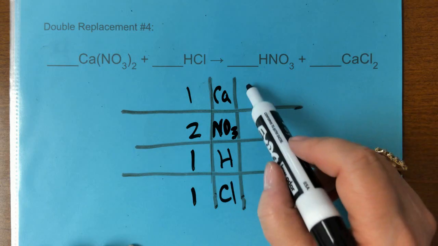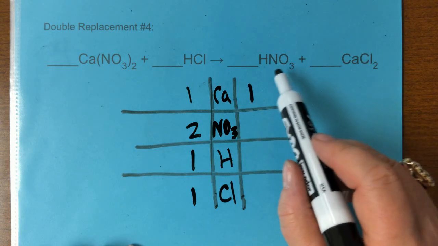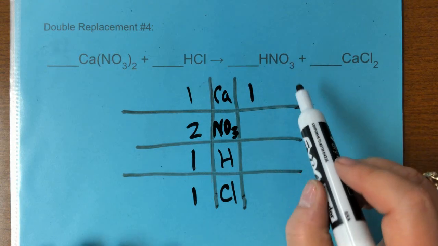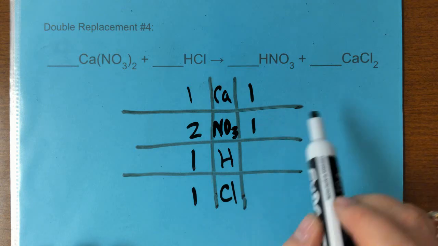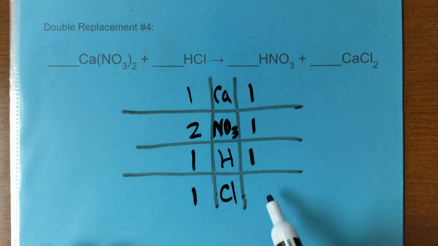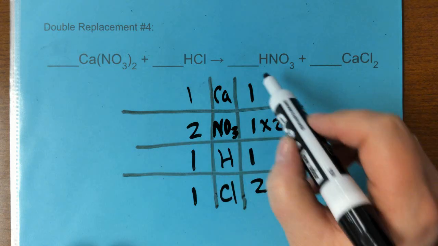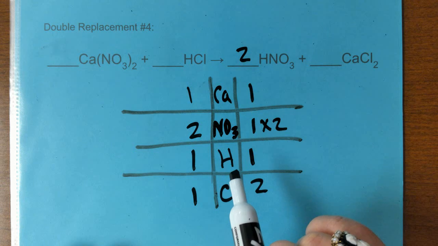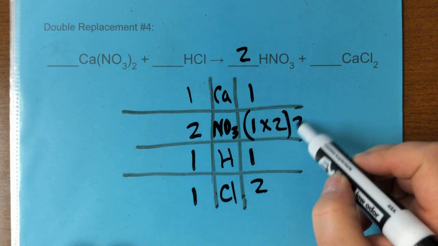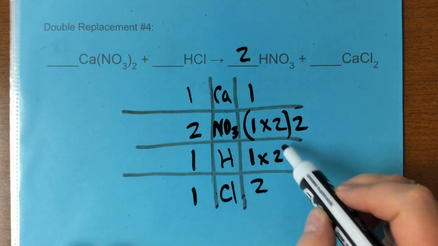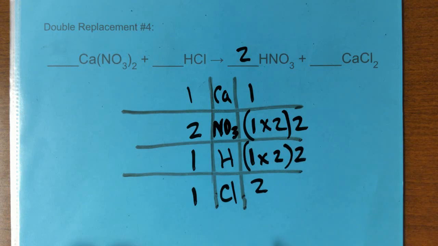On this side, I have 1 calcium, only 1 nitrate. NO3 is all together. I only have 1 of them. It's not inside parentheses. 1 hydrogen and 2 chlorine. So I need 2 on this side. I'm going to multiply this by 2. Find this, put a 2 in front of it. That changes your nitrate to 2, but it also changes your hydrogen to 2.